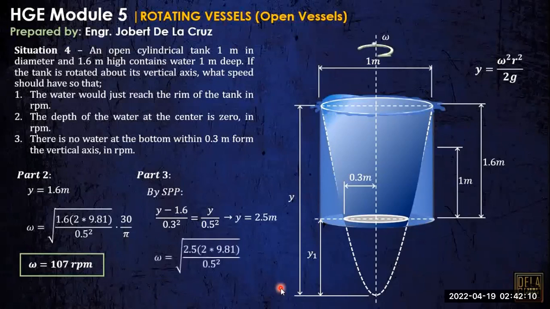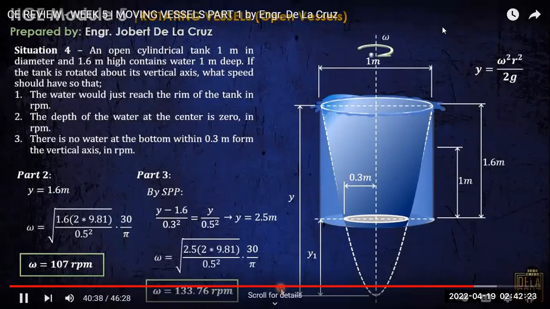Then, we can solve the omega. Again, multiply natin by 30 over pi para RPM na siya diretso. Okay? I hope you understand this one. Okay, situation 5.